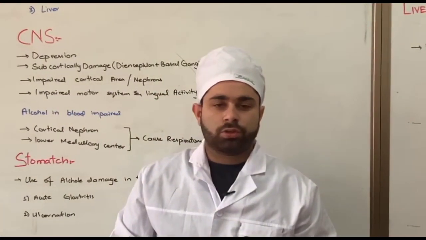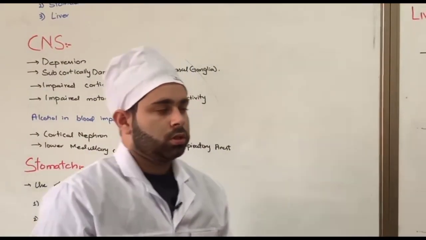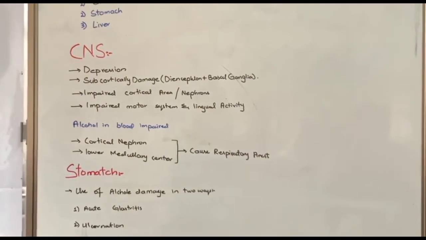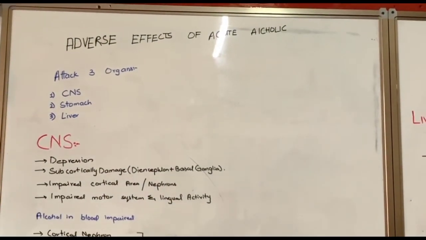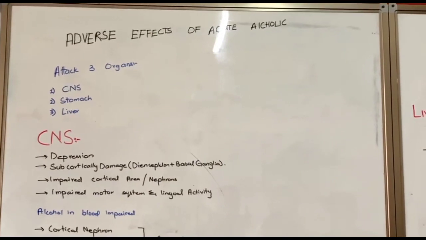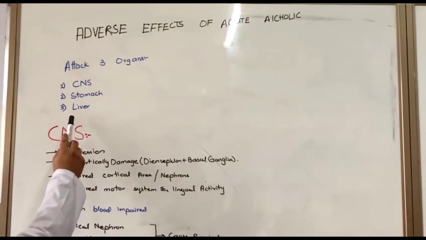I am a second year student of Osh International Medical University, Kyrgyzstan. Today my topic of presentation is adverse effects of acute alcoholism. Acute alcoholism affects three organs: central nervous system, stomach, and liver.